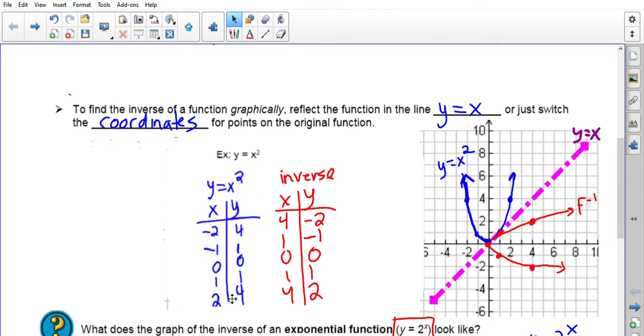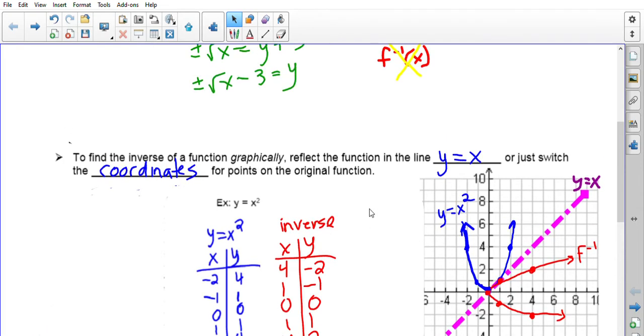It's 5 key points: (-2, 4), (-1, 1), (0, 0), (1, 1), (2, 4), which we can see in blue. It's an opening up parabola. And if I wanted the inverse, all I'd have to do is swap these. So we get the points (4, -2), (1, -1), (0, 0), (1, 1), and (4, 2). And that would create this graph here. So you can see that when the parabola opens up, its inverse opens to the right.